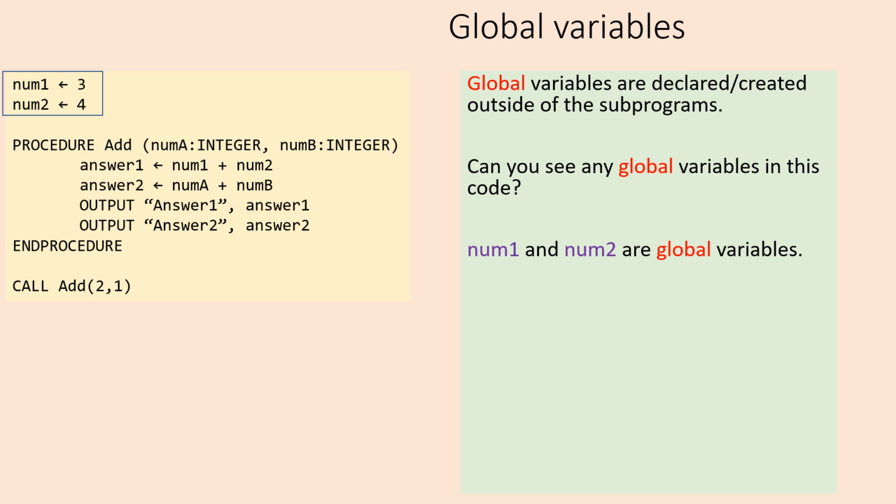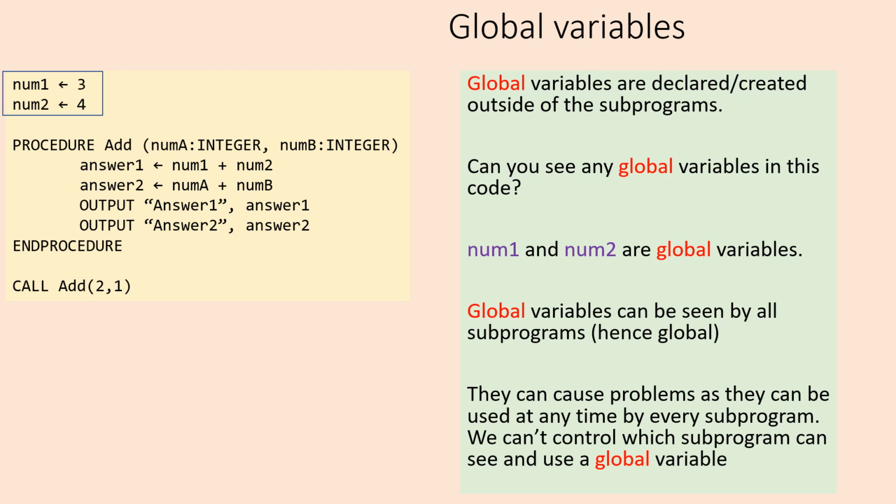So they're global variables. And what that means is that global variables can be seen by all the other parts of the code, all the other parts of the program, all the subprograms. They can all see num1 and num2. And they can all use those values as well. So you can see in our subprogram, answer 1 is num1 plus num2. So num1 is 3 and num2 is 4. Answer 2 is num_a plus num_b. So they are our parameters. So when we call the subprogram, we pass 2 to num_a and we pass 1 to num_b. So we can use those inside our subprogram.